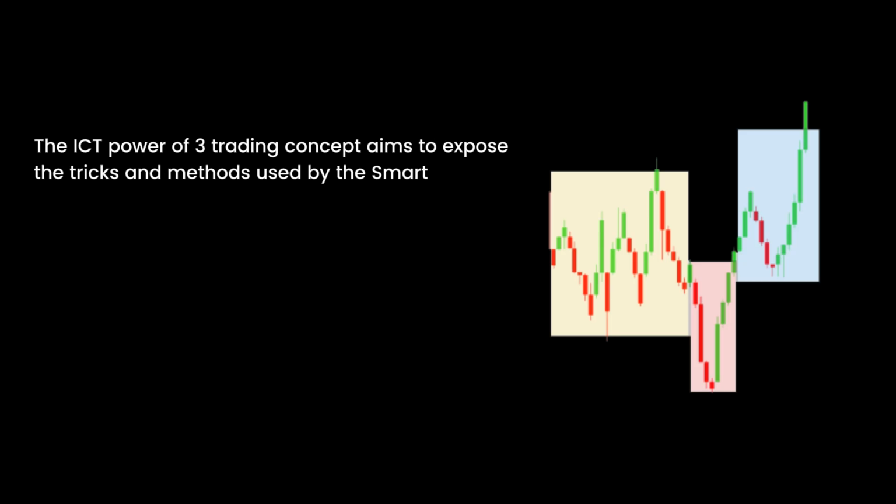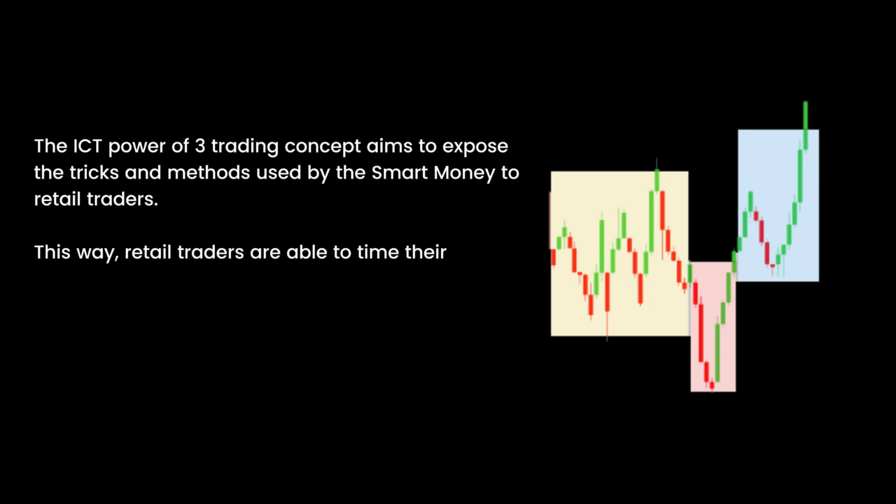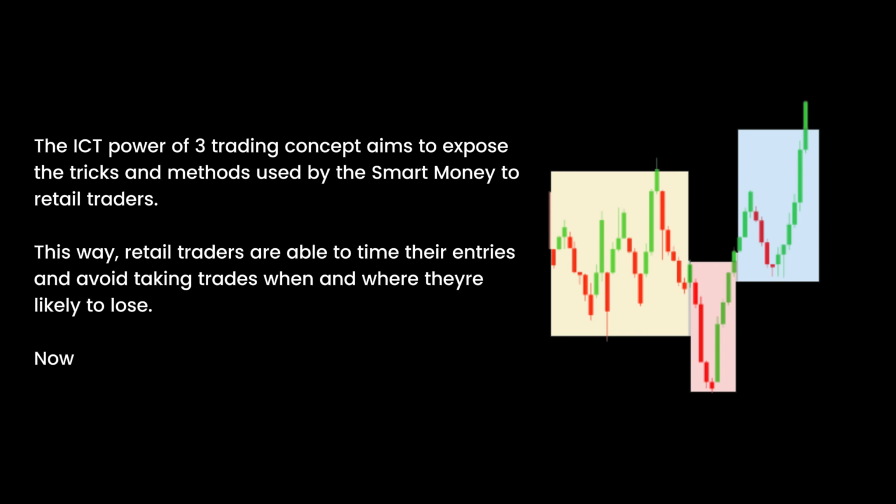The ICT Power of Three trading concept aims to expose the tricks and methods used by the smart money to retail traders. This way, retail traders are able to time their entries and avoid taking trades when and where they're likely to lose. Now let's start with defining the ICT Power of Three strategy.